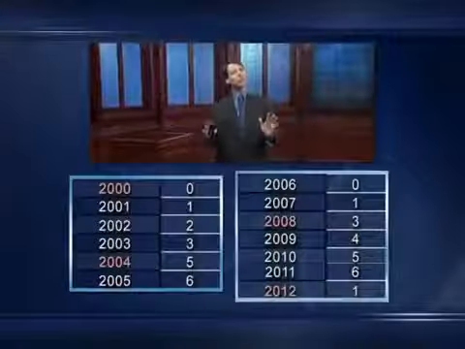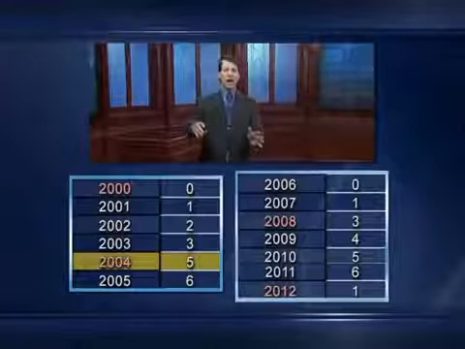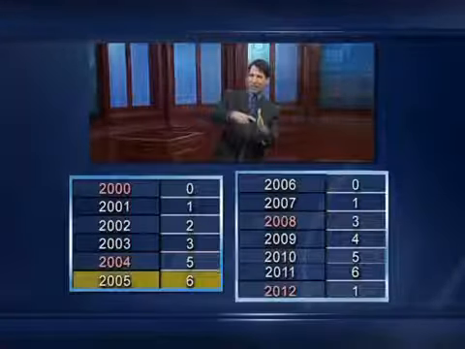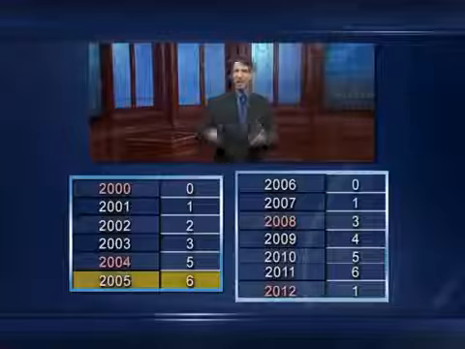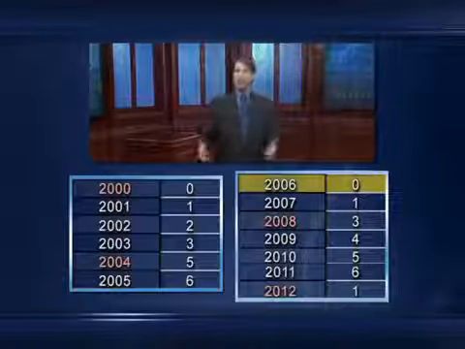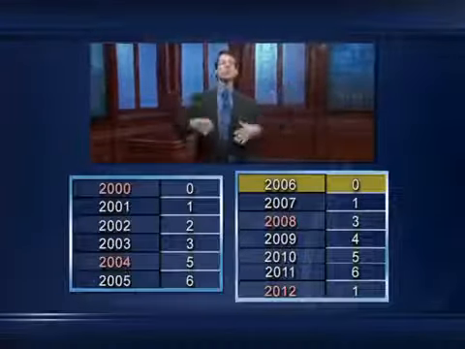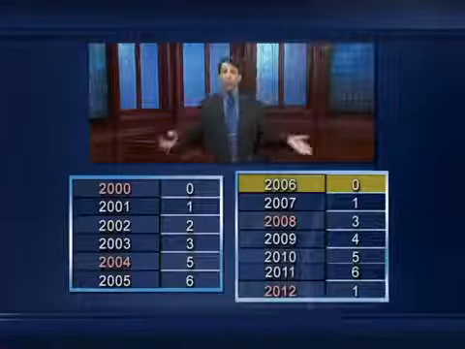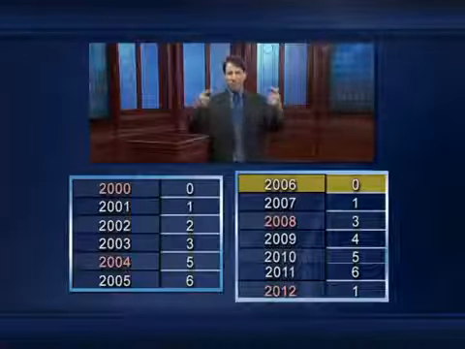Okay, so if 2004 has a year code of 5, then 2005 has a year code of 6. And then the next year it's 7. But wait a second, since we're going to be subtracting 7s when we're done with this anyway, we can subtract 7 right now.